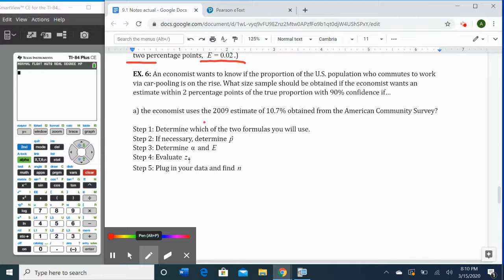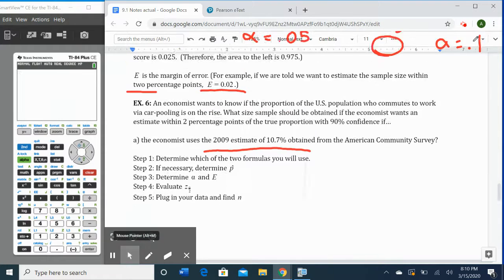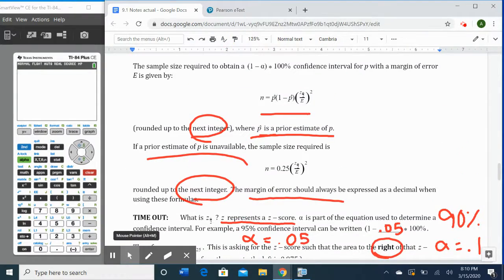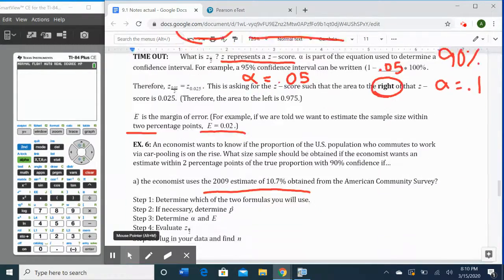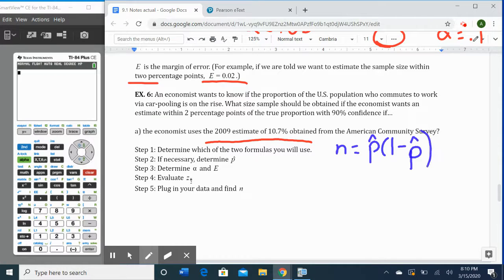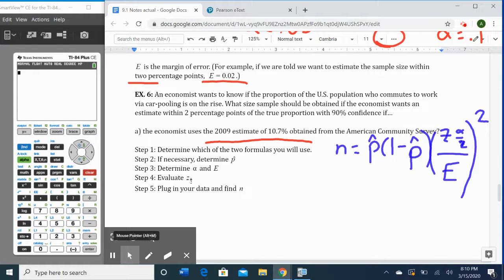The fact that there is a previous estimate tells me that I'm going to use this formula from above, this one with the P hat in it. I'm going to write that down here so I don't have to keep scrolling up and down. So n is equal to P hat times 1 minus P hat times Z sub alpha over 2 divided by E, squared. I have this written on notes next to me. I didn't just memorize that formula.